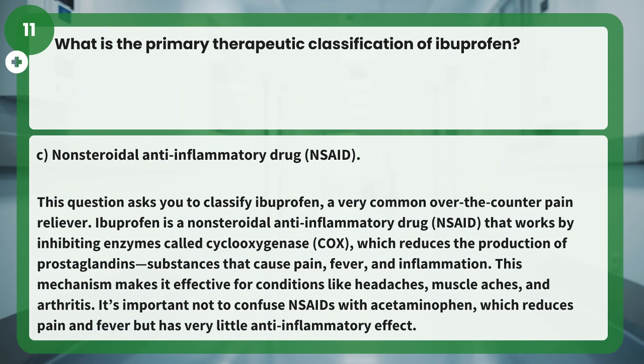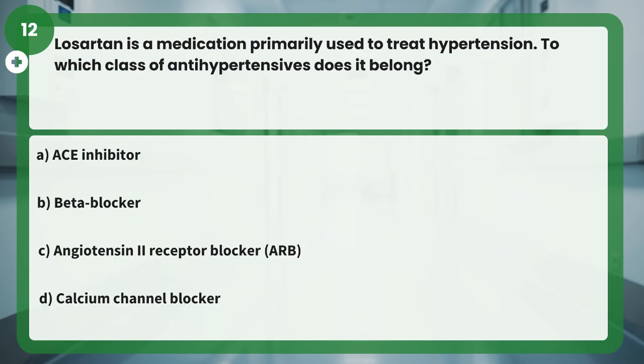This mechanism makes it effective for conditions like headaches, muscle aches, and arthritis. It's important not to confuse NSAIDs with acetaminophen, which reduces pain and fever but has very little anti-inflammatory effect. Question 12. Losartan is a medication primarily used to treat hypertension. To which class of antihypertensives does it belong?